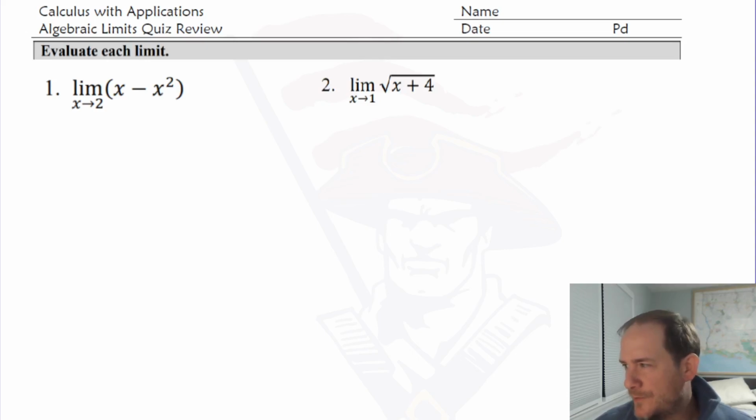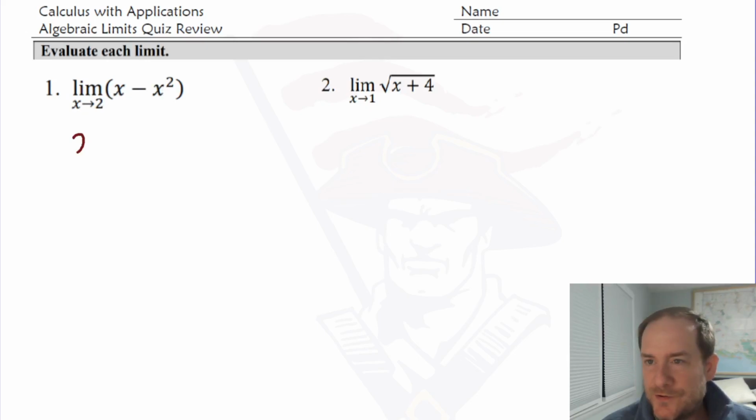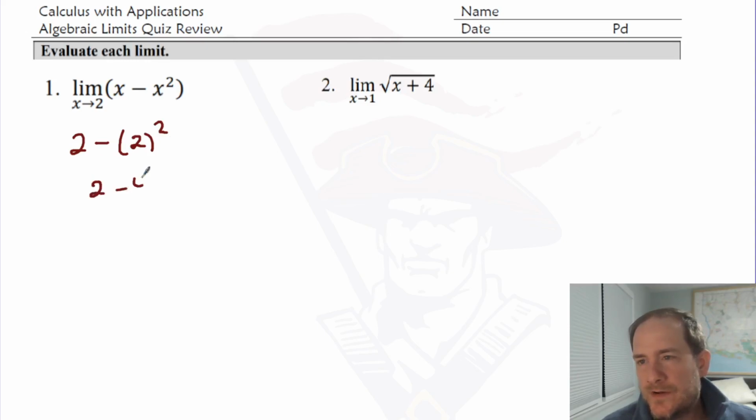Both 1 and 2 I hope you found to be pretty easy because both of these can be solved just by that method of direct substitution. So looking at this limit, this is just some quadratic. It's continuous when x is 2, so I should be able to just plug in 2, so I will. And I get 2 squared, that's a 4, minus 4, so -2. That's my limit, and that's all there is to it.